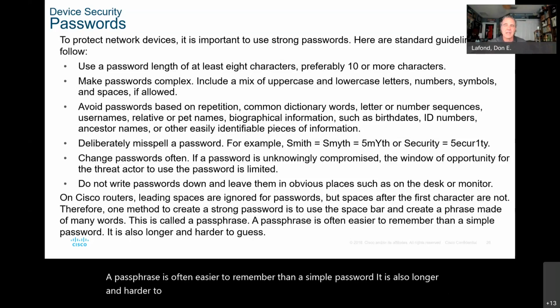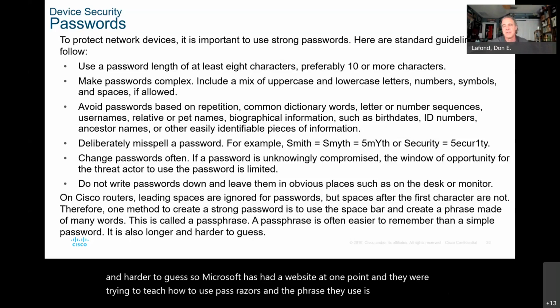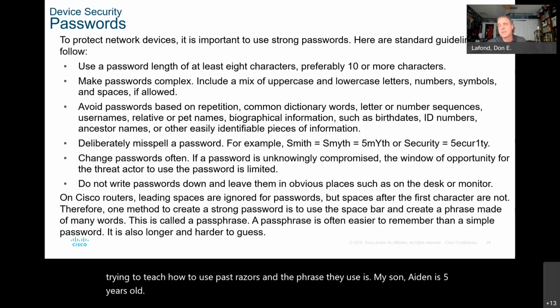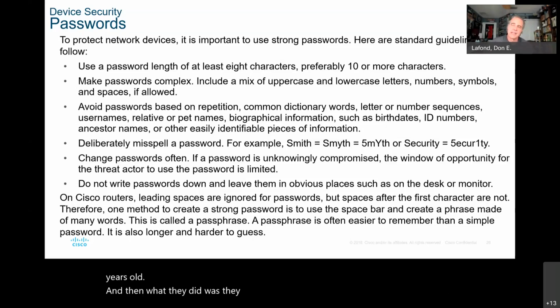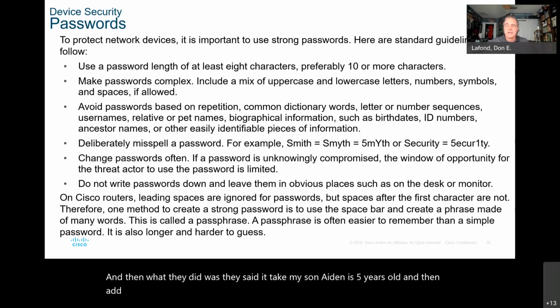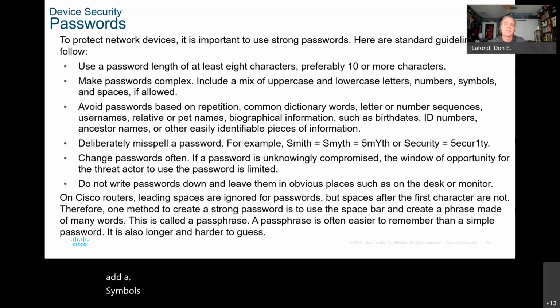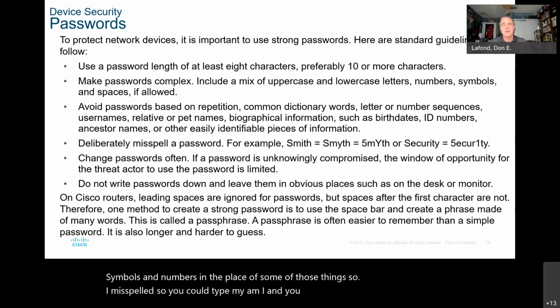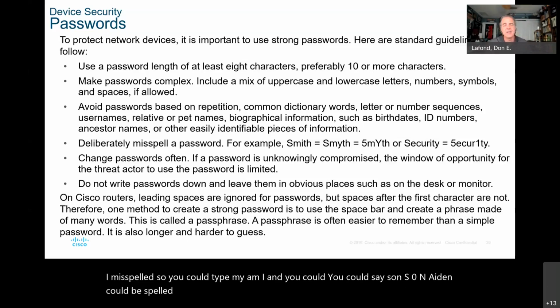So Microsoft had a website at one point, and they were trying to teach how to use passphrases. And the phrase they use is, "My son Aiden is 5 years old." And then what they did was they said, take "my son Aiden is 5 years old," and then add symbols and numbers in the place of some of those things. So, and misspell. So you could type "mi," and you could say "s0n." Aiden could be spelled 8-d-e-n. You get the idea, right?